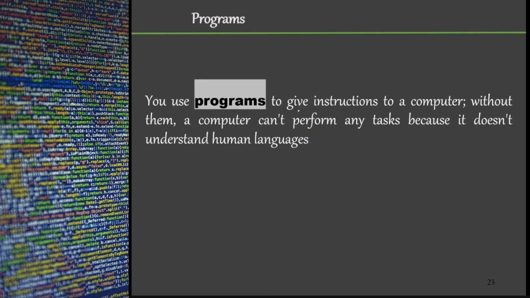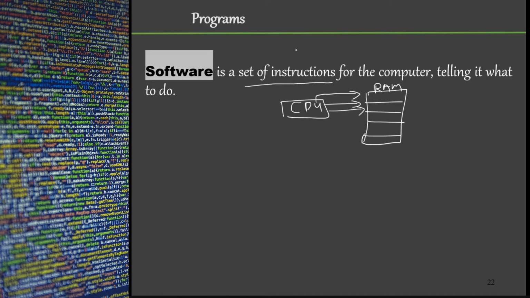A program is to give instructions to the computer. Without them, a computer can't perform any task because it doesn't understand a human language. Yes, so here is the CPU. So CPU, I told you, it can understand the language of a RAM, and RAM can store what?